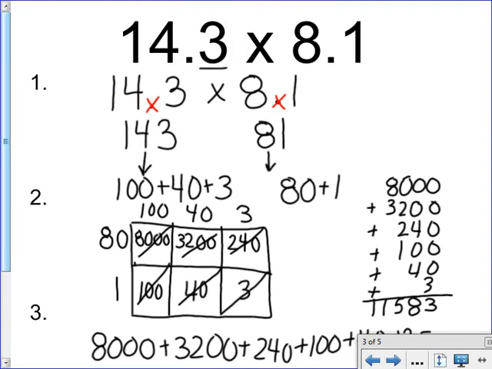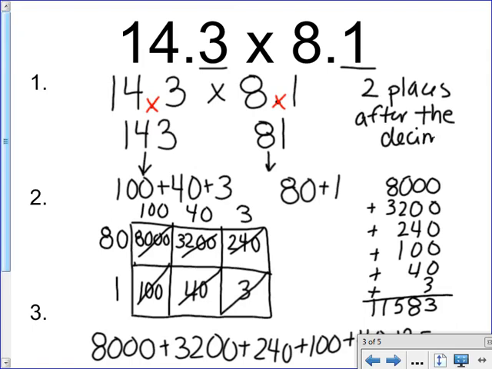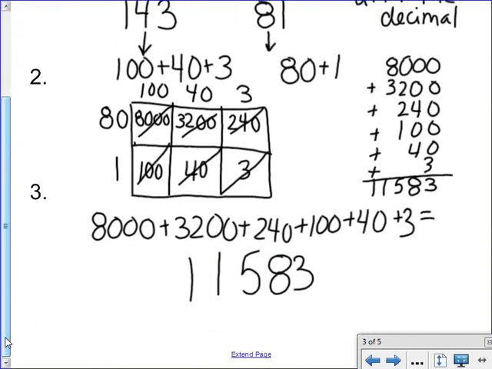times 8.1. So we need to count those decimal places. I have 2 numbers that come after my decimal point in my original problem. So when I go back down below, I can write in my imaginary decimal place at the end, go 2 times to the left, and that leaves me with 115.83 as my answer.